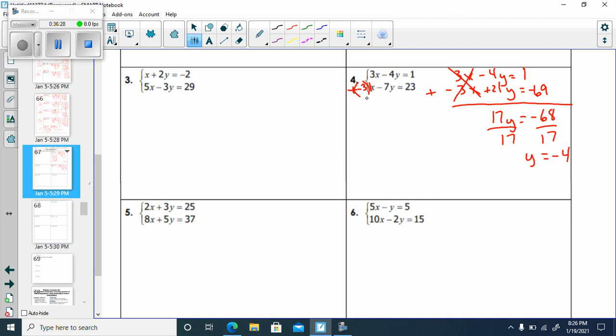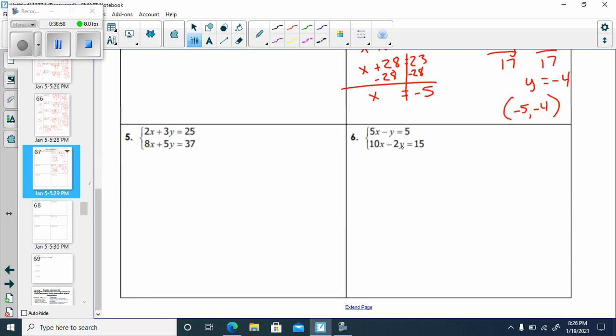Okay, how do you find the x? Plug it into either one. How about x minus 7 times -4 equals 23. x plus 28 is equal to 23. Okay, we subtract 28 from each side. x is equal to -5. So your coordinates are -5, -4.